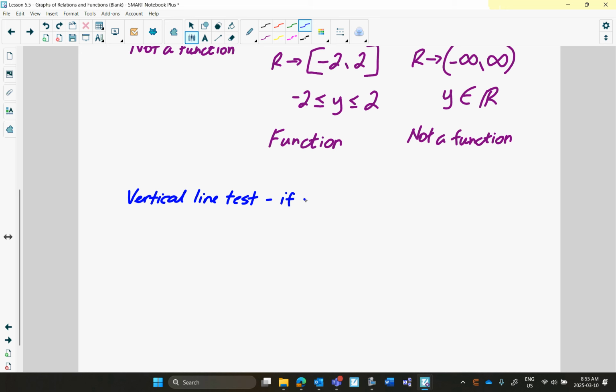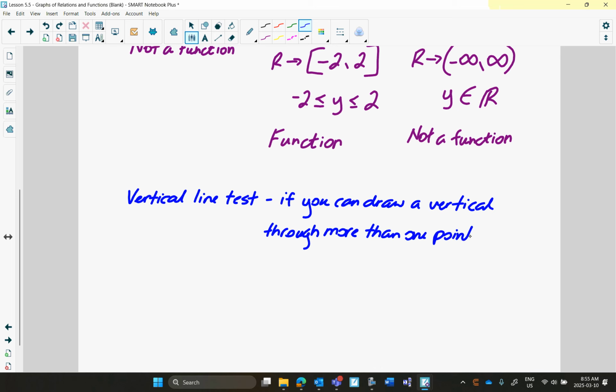Vertical line test is this. If you can draw a vertical line through more than one point on a graph, it is not a function. In other words, it fails the vertical line test.